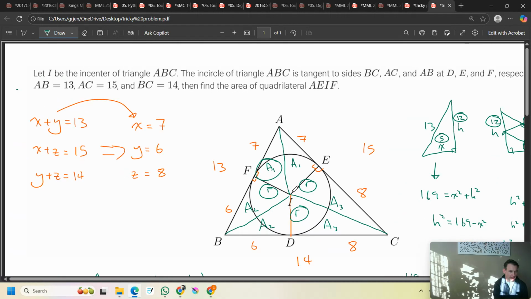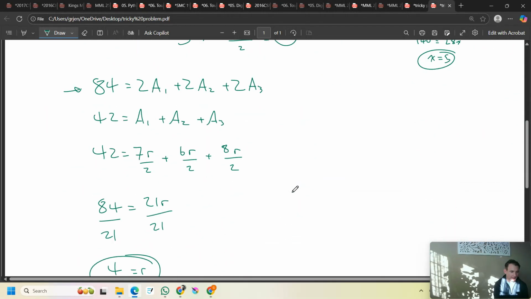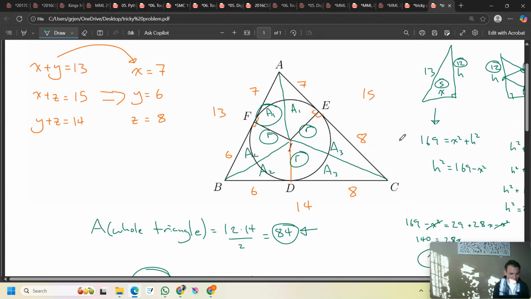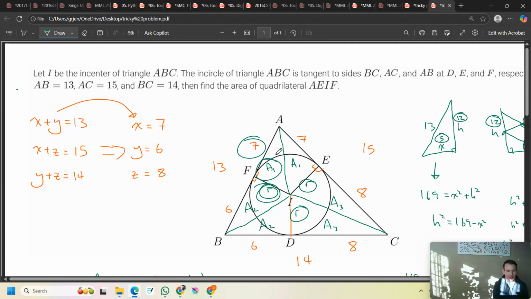It's a different method. Find the area of quadrilateral AEIF. That's just 2A1, and 2A1 is easy. 2A1 is 7r, which is 28. So that's the answer to the question. You need the incircle's radius to find that, and we got it. 7 times 4 is 28. Just wanted to share a different way to do this problem. Hope that was fun. Bye for now, everybody.